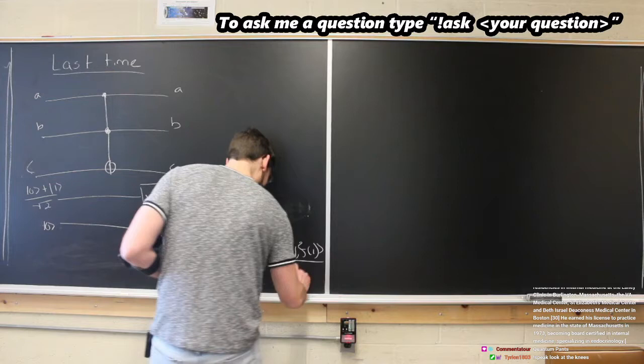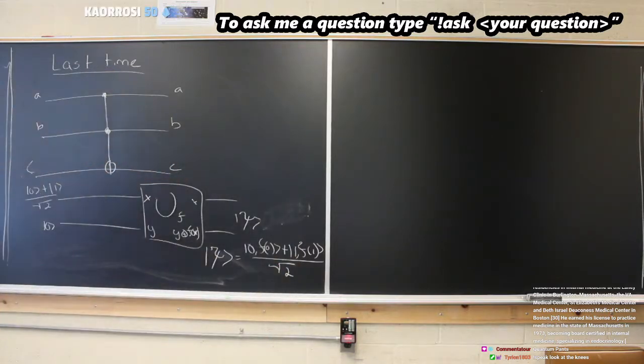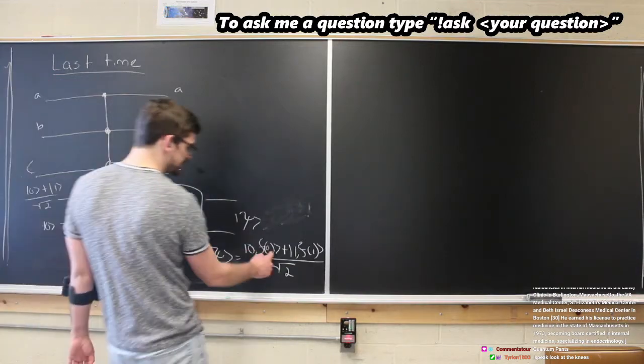Okay, so here's the state, and we got a superposition of a function where we could evaluate the function f of 0 and f of 1.